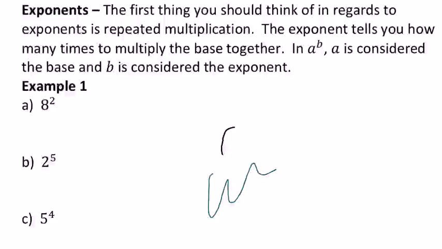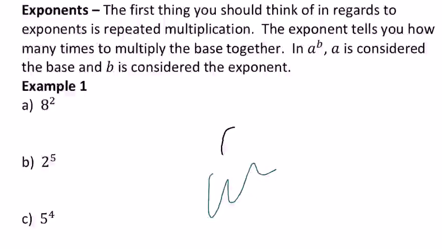Okay, so the first thing you should think of in regards to exponents is repeated multiplication. The exponent always tells you how many times to multiply the base together. In my example, a to the b power, a is considered the base and b is considered the exponent. So you'd multiply a together b times.